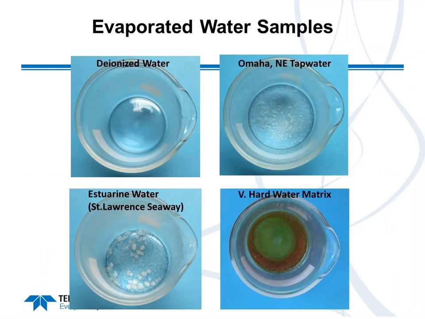So just to give a visual idea of what some of these water samples can look like, we arranged a number of beakers and evaporated some water samples. Of course, deionized water, the beaker is clear. On the upper right, you see in the Omaha tap water some of the residue left behind. We had some extra estuarine water from the St. Lawrence Seaway. That's about 1% dissolved solids, so quite a bit more. And then the very hard water matrix we evaporated down, and of course you see the orange color from the iron that's in this simulated matrix.